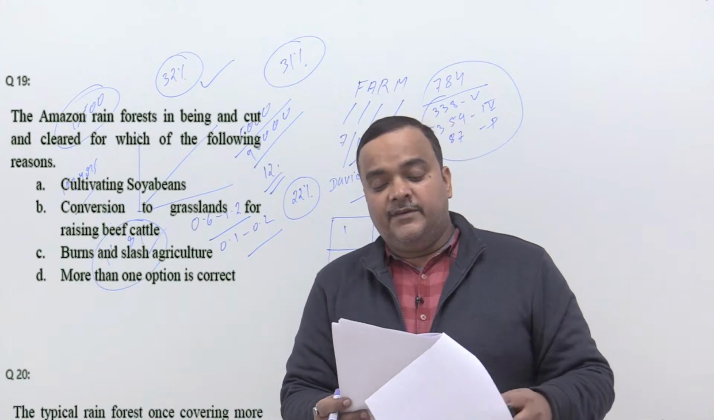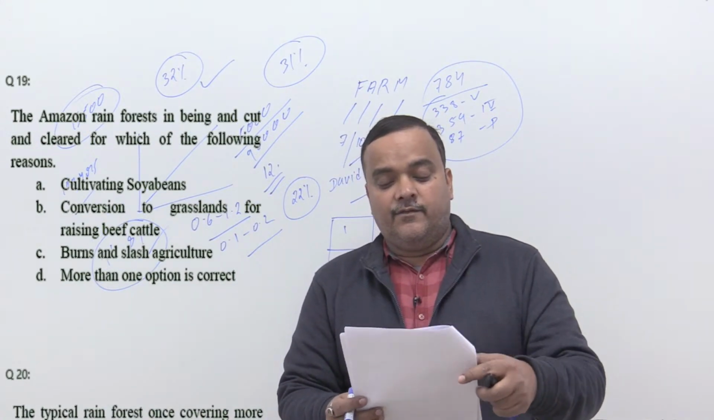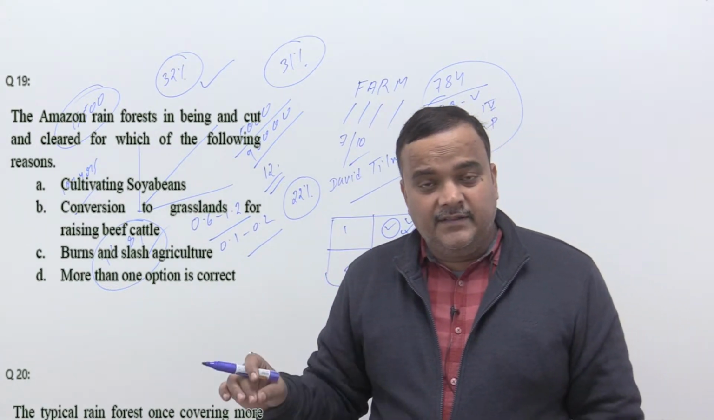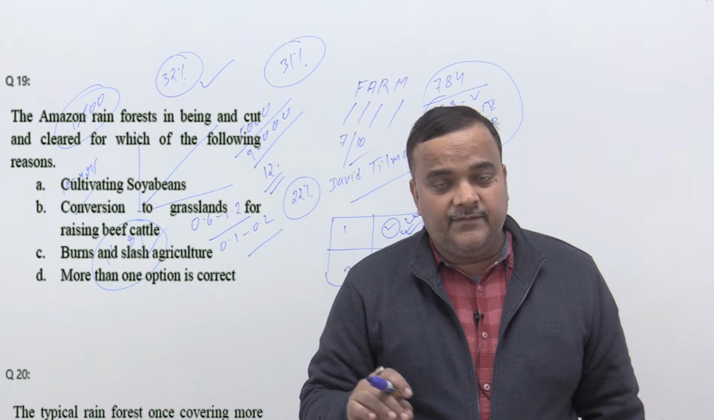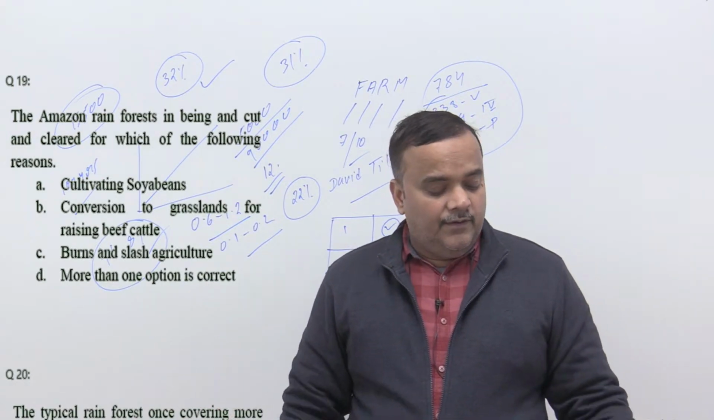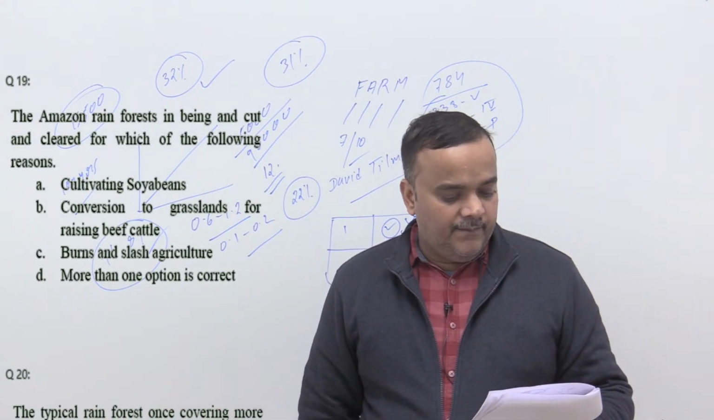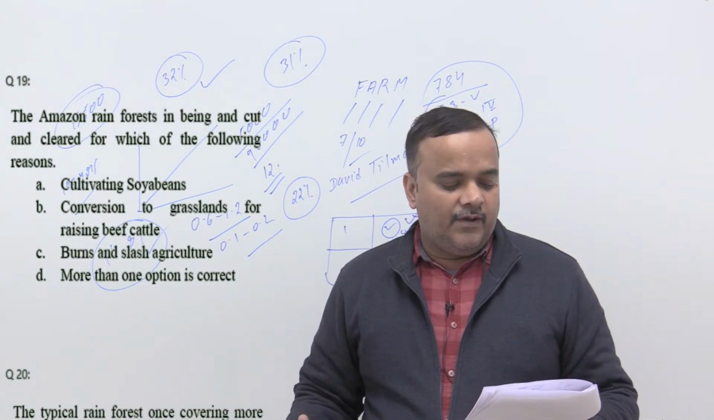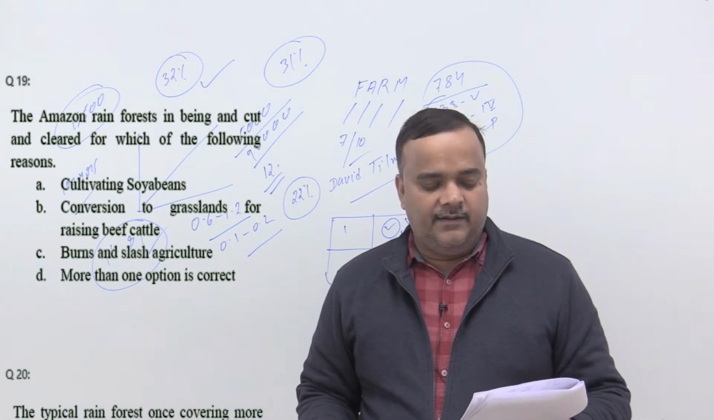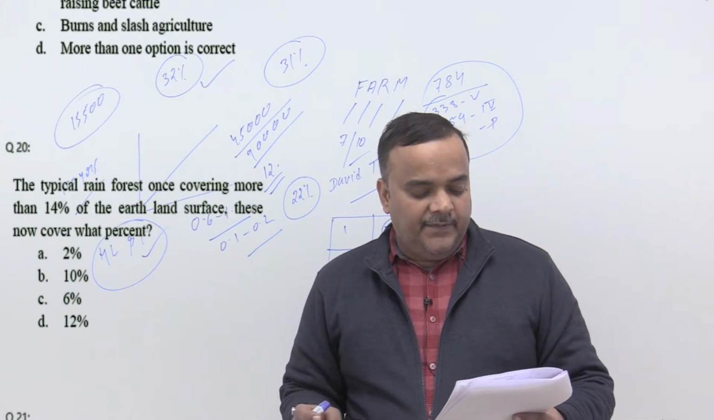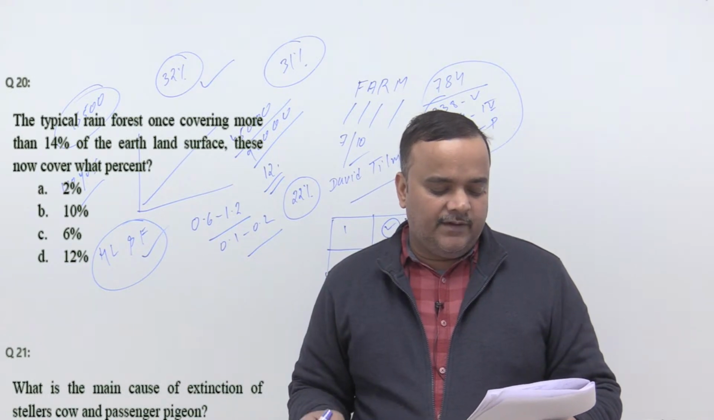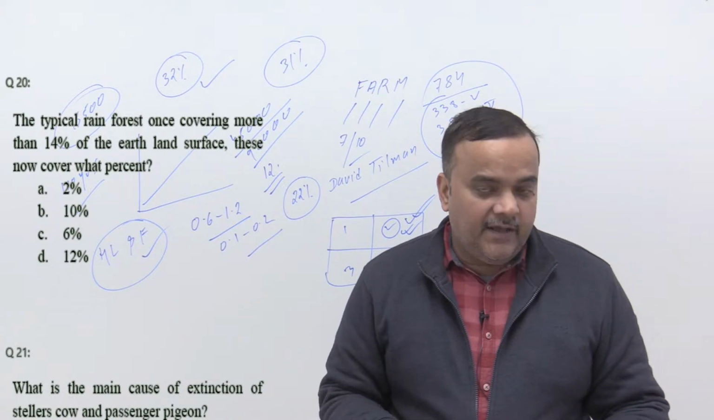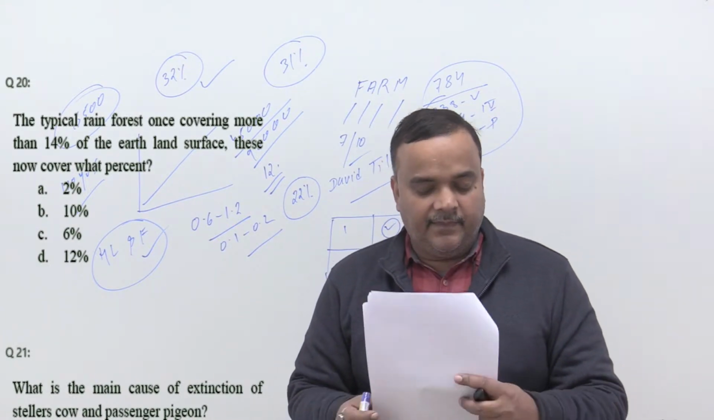Next. The Amazon rainforest is being cut and cleared for which of the following reasons? It is widely cleared for converting that area into grassland to raise beef cattle and for cultivation of soybean. So the choices: cultivating soybean, true. B, conversion to grassland for raising beef cattle, true. So both are correct, and the answer will be D, that is, more than one option is correct. Next. The typical rainforest, once covering more than 14% of the earth's land surface, now covers what percent? It is less than 6%. So the appropriate answer will be third, that is 6%.